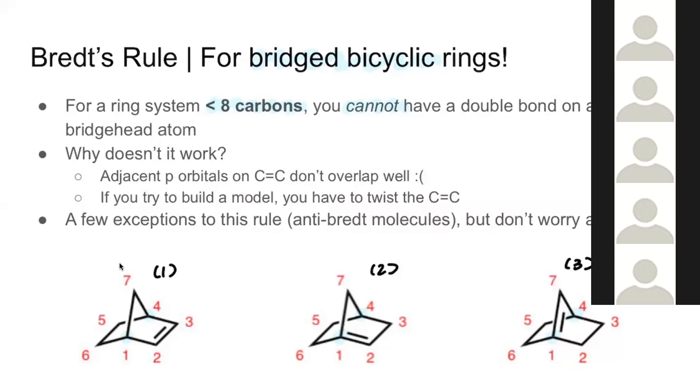The first one? Yeah, exactly. The first one follows it because there's a double bond here, but it is not connected to any of the bridgehead atoms. So that one is okay. This one is not okay. And this one is not okay either, because in this case they're both connected to 1. You could have just drawn a double bond connected to 4, and that would also break the rule.